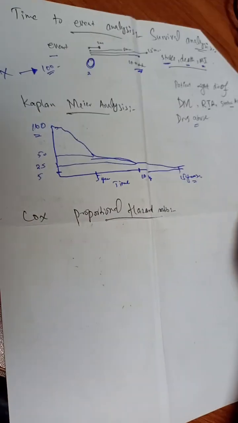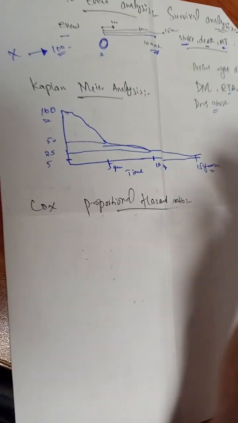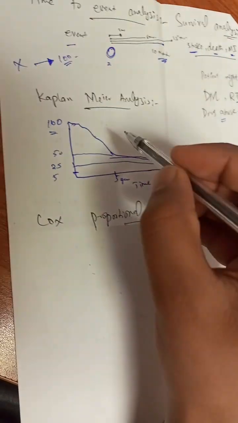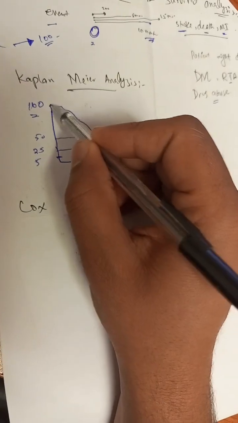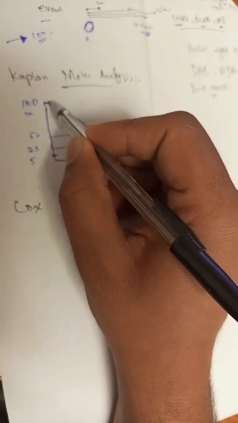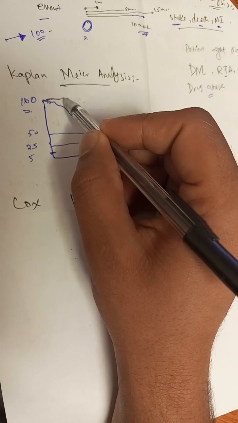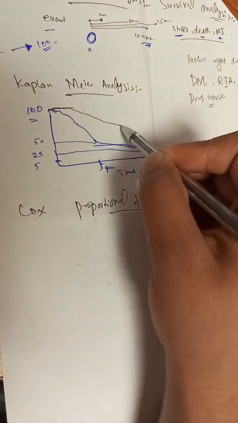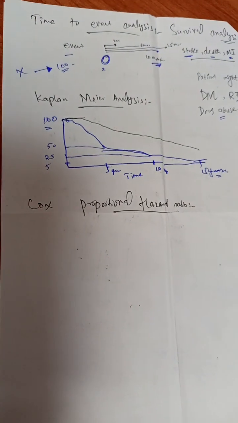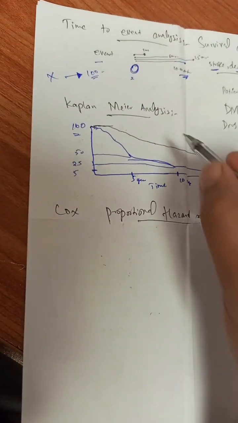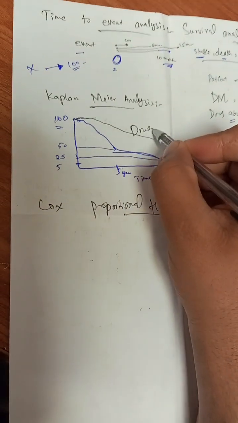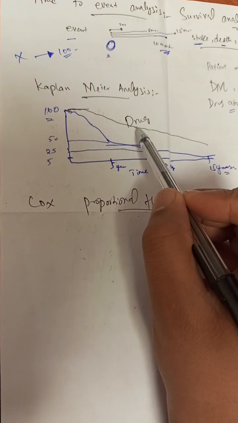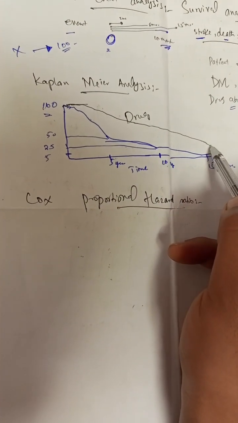Now if we intervene in these patients and use a drug, there is a possibility that it increases the survival of these patients, right? Now in Kaplan Meier, if we use a drug, this is the graph of the survival curve after the intervention of the drug, right?